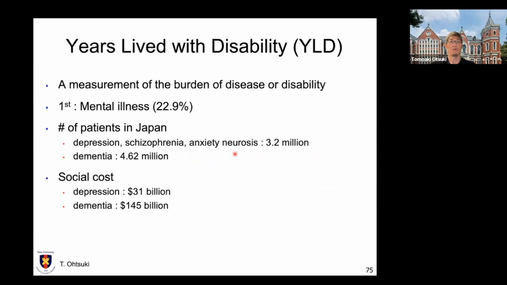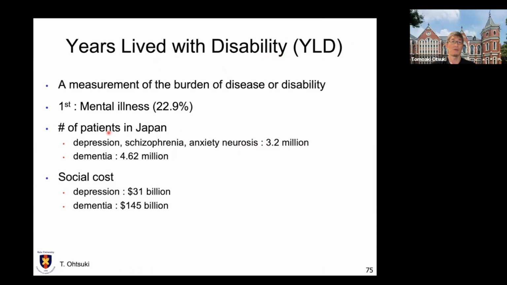And then we move to the other things, so mental illness. First, I want to explain the metric. Years lived with disability, YLD. This is a measurement of the burden of disease or disability. So number one is mental illness. Mental illness is a very serious issue in our society.